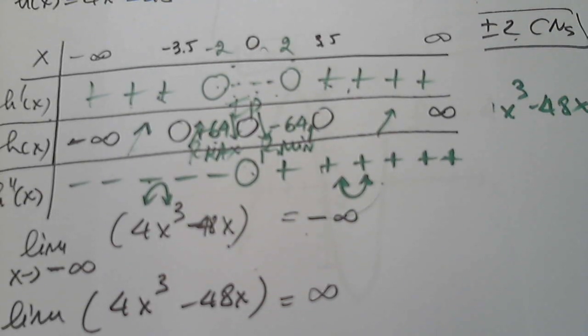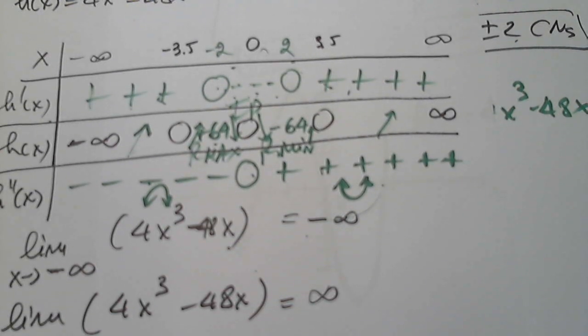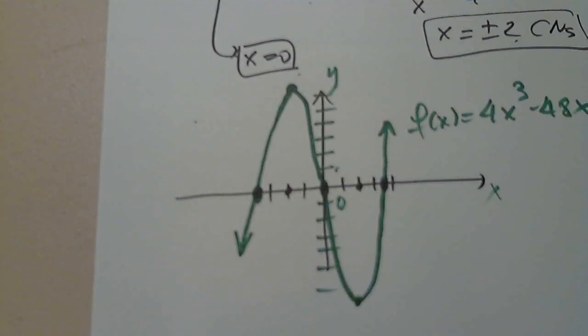Determine the horizontal asymptote of the function. Because the degree of the top is higher than the degree of the denominator, this function has or has not a horizontal asymptote.